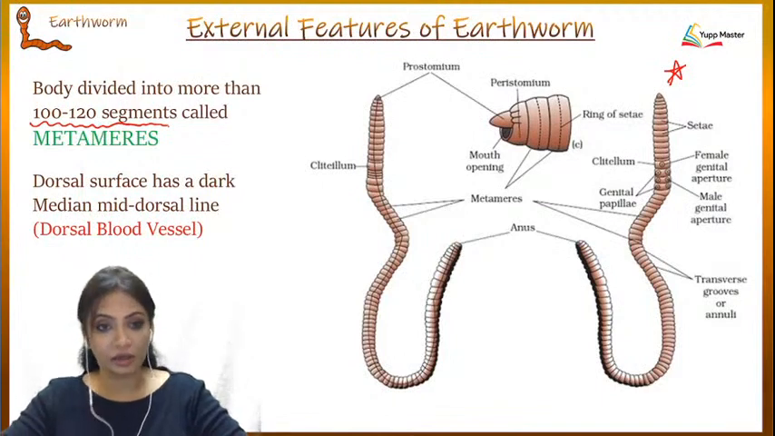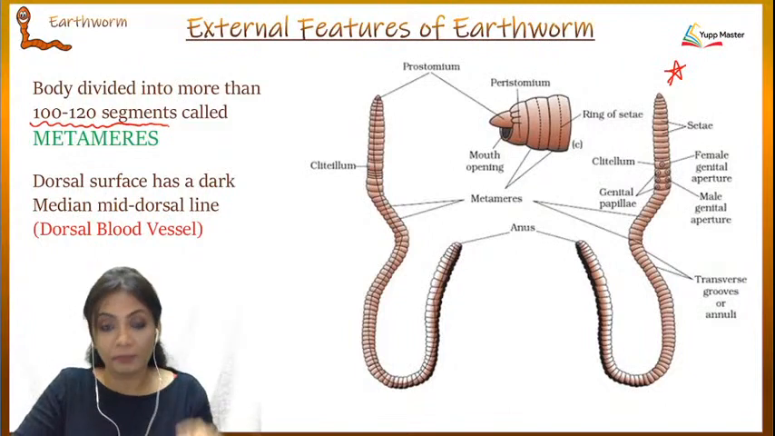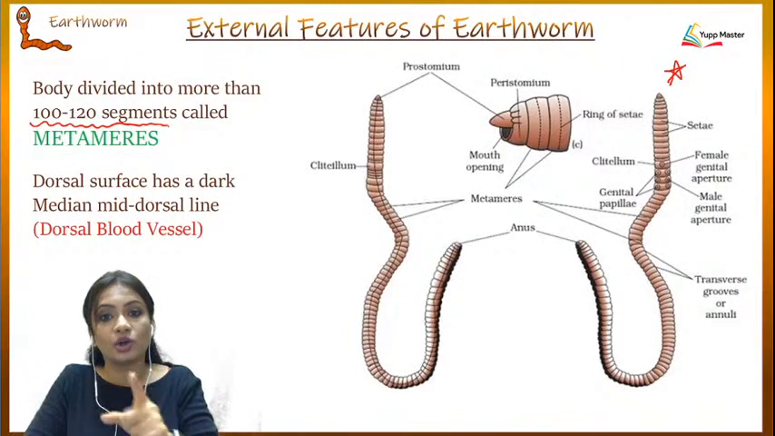Okay, so we see here that the dorsal surface of the earthworm has a median, meaning in the middle, mid-dorsal line.